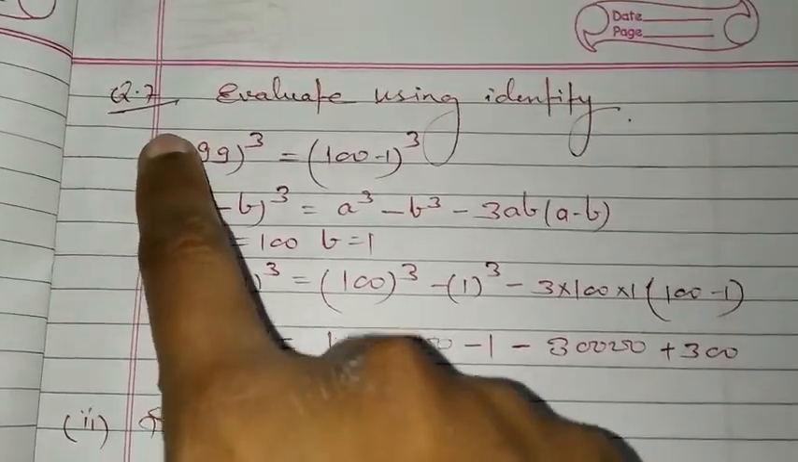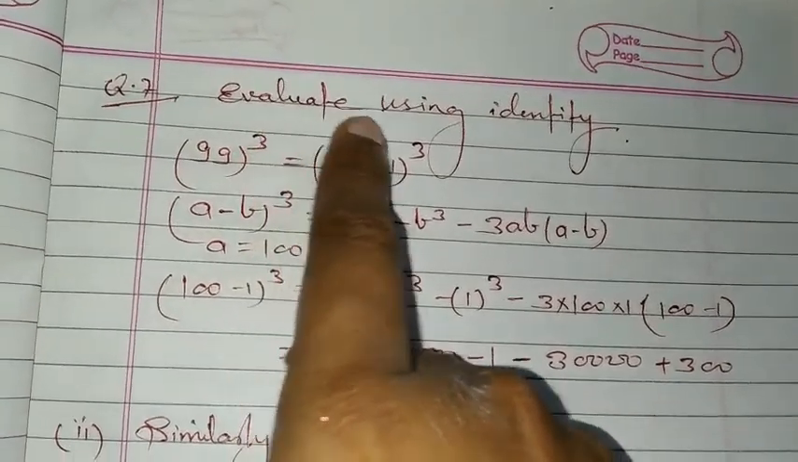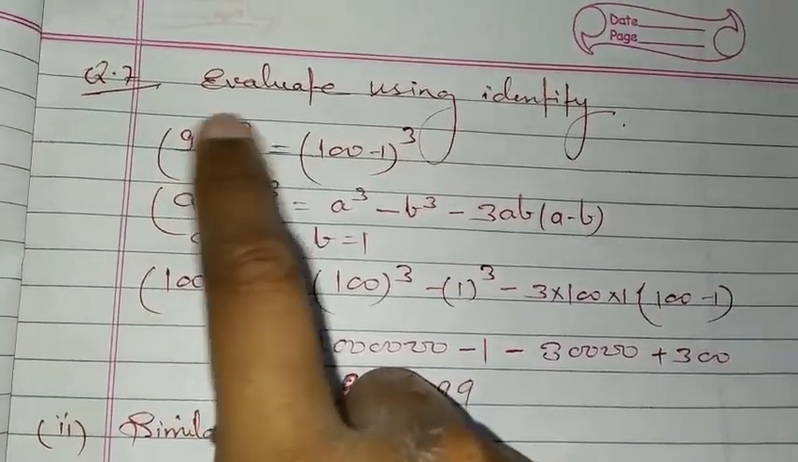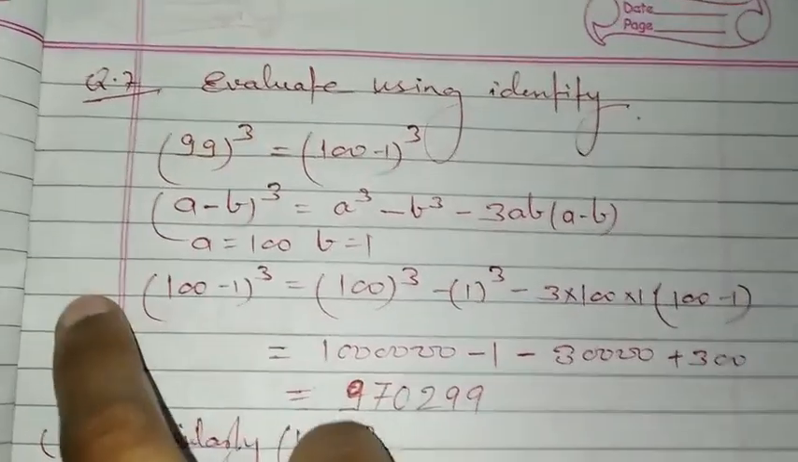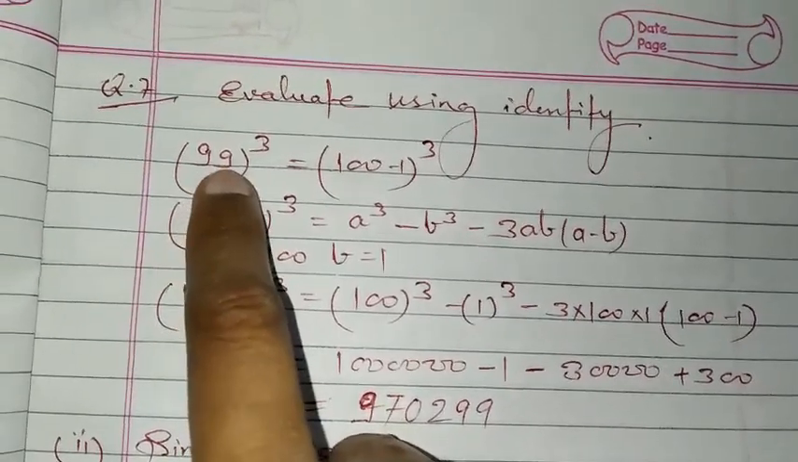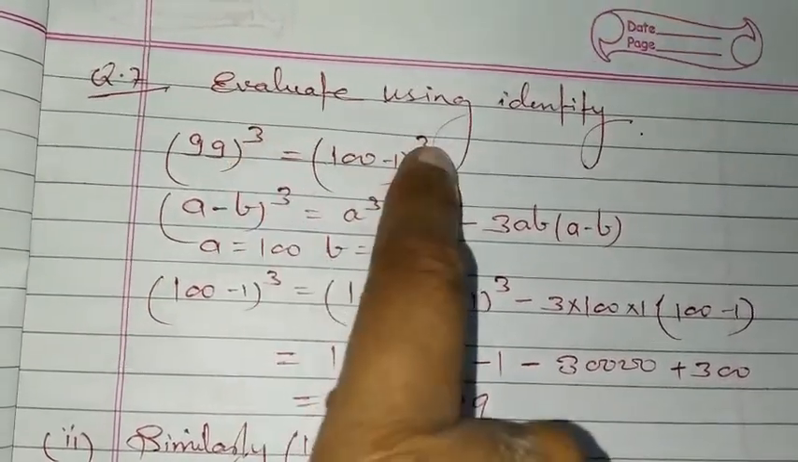Question number 7 of NCERT exercise 2.5 I am solving today. It is saying that evaluate using identity 99 whole cube. This you have to expand by identity. So how do you do? So you just write 99 as 100 minus 1 and cube here also.